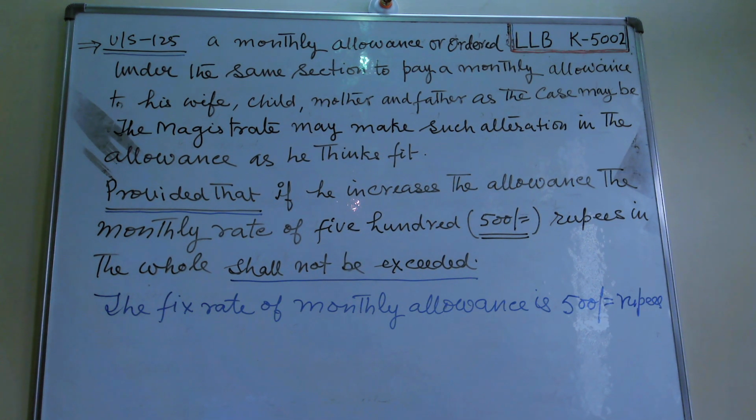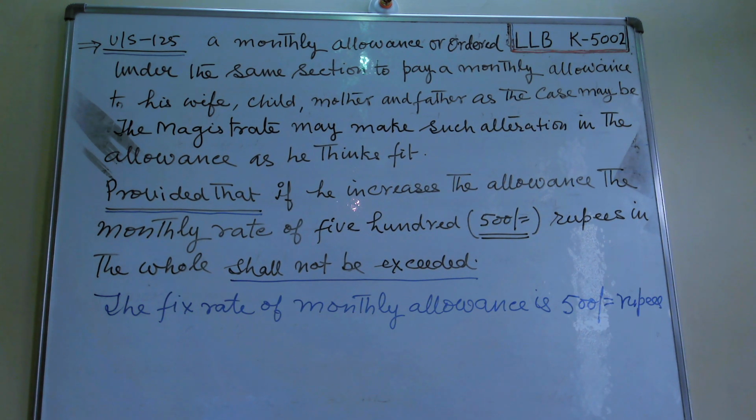My dear friends, as I have discussed in the previous question, in the case of Ahmed Khan versus Shah Bano, the Supreme Court decided the monthly allowance at 500 rupees, and this allowance is in total, and it should not be exceeded. So this is the fixed rate from the court side, that the allowance for maintenance must be 500, not more than 500. It may be less, but may not be more.